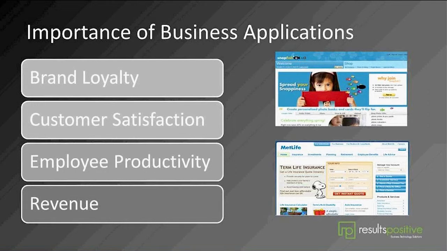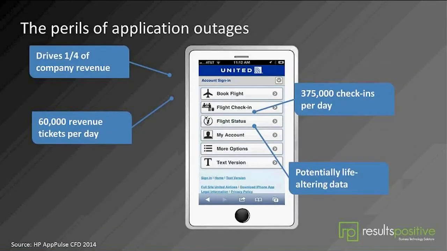So the main thing is the brand loyalty. If your application is perceived as slow, then the customers might lose faith in you. Customer satisfaction is another reason we need to keep our applications healthy, along with employee productivity, and obviously revenue.